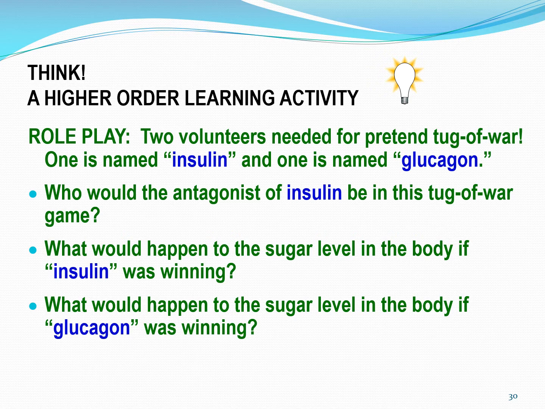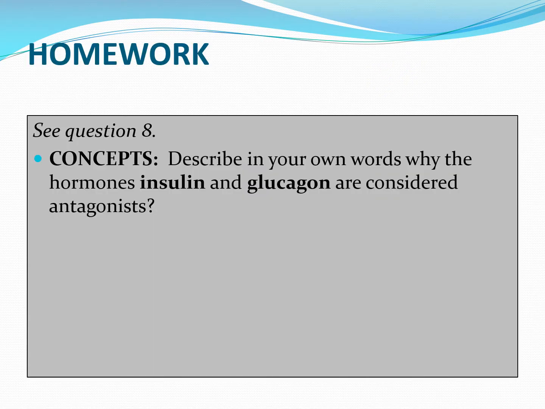Because insulin is the hormone that tells our body to take the glucose out of our bloodstream and store it in the tissues, right? If glucagon was winning, then our blood glucose level would go up because it tells us, hey, we need sugar, so let's remove it out of the tissues and put it back in the bloodstream.